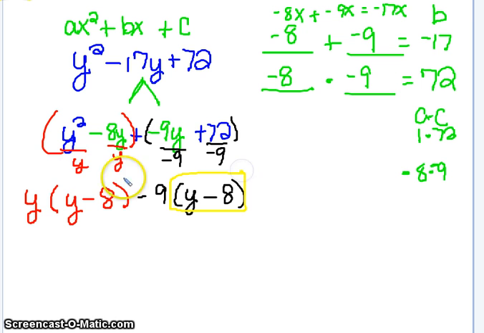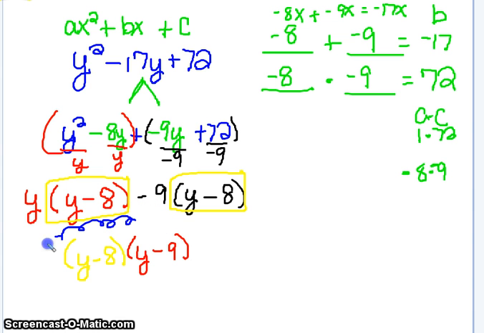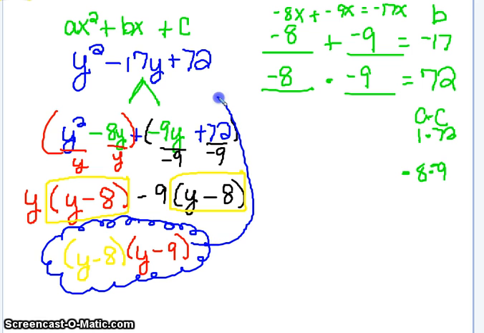So here, my greatest common factor, one of them is y minus 8, and what's left over is the y minus 9. And if I FOIL those back together, that's going to give me an answer of y squared minus 17y plus 72.